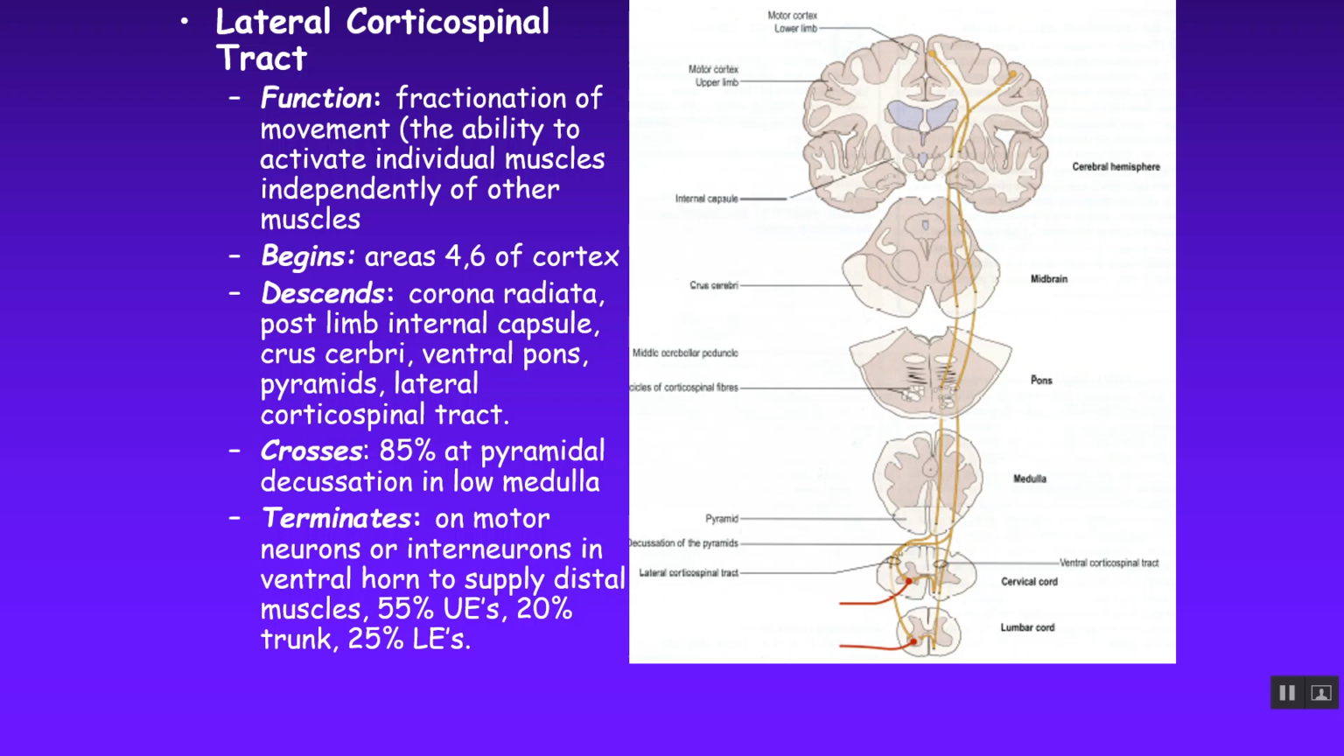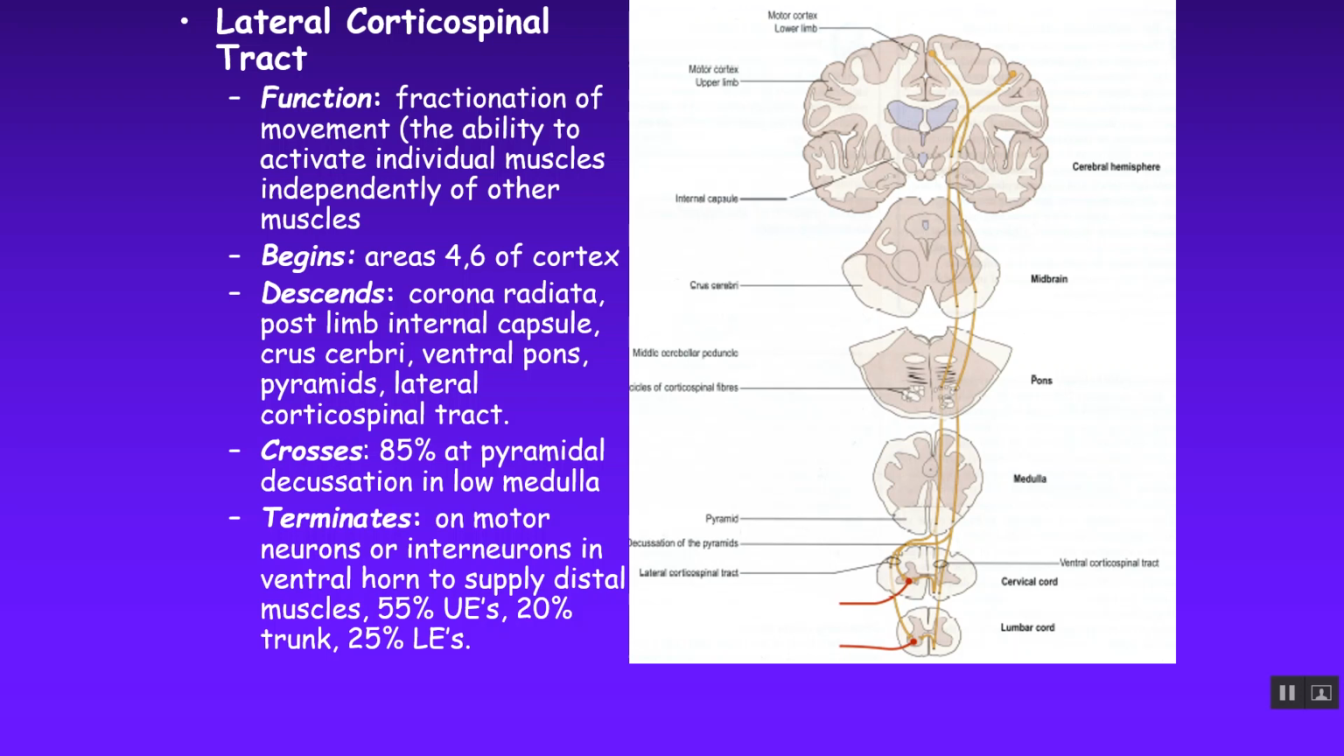Starts in the cortex, ends in the spinal cord, runs a little lateral, so the name tells you what it's doing and where it's going. It terminates on neurons or interneurons in the ventral horn, more on that lateral posterior ventral horn that goes to more distal flexor muscles. 55% of the fibers terminate on upper extremities, 20% to the trunk, and 25% to the lower extremities. So you can see the greatest proportion goes to your upper extremities just because there's so much more fine fractionated movement occurring in the upper extremities.